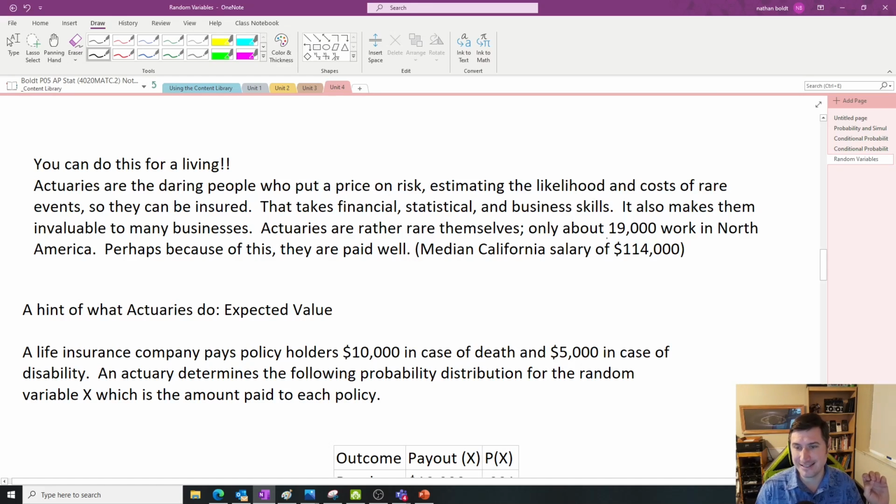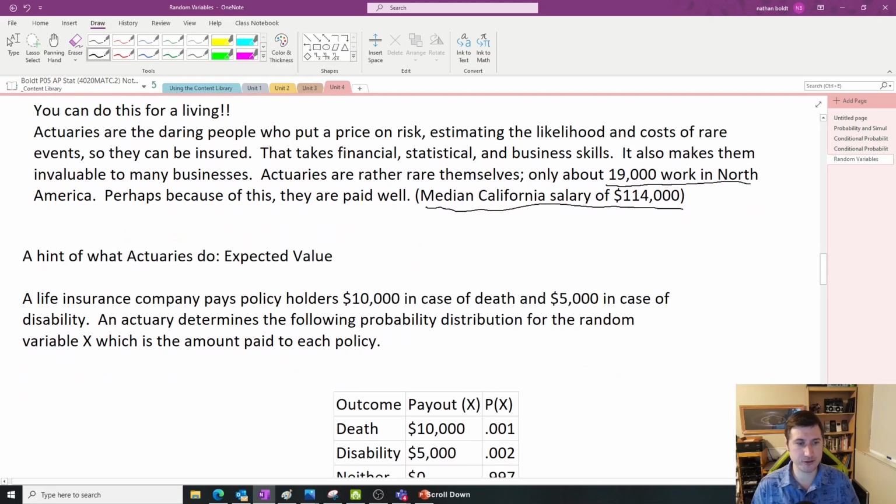Only about 19,000 work in North America. That is not very many. Because of this, they're paid well. So I looked this one up. The median California salary is $114,000 a year. Dang, it's pretty good. That's the middle, right? Half make more, half make less. But the median salary is $114,000. Yeah, they are in demand, but it's a hard job to get into.